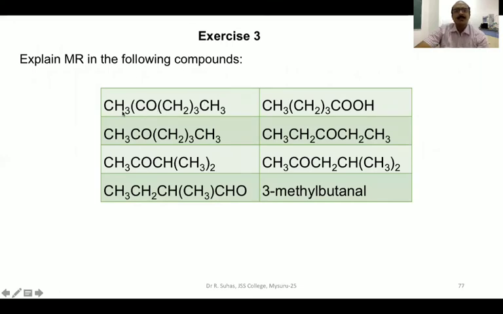So this is CH3, CO, CH2 thrice, CH3, a substituted ketone. Now the first thing you should do is check that the functional group should have minimum 3 carbon atoms. Yes, definitely there are 3 carbon atoms. You can easily do the McLafferty rearrangement. Here in this case, this is a carboxylic acid. This is also having 3 carbon atoms. This is another ketone having 3 carbon atoms.